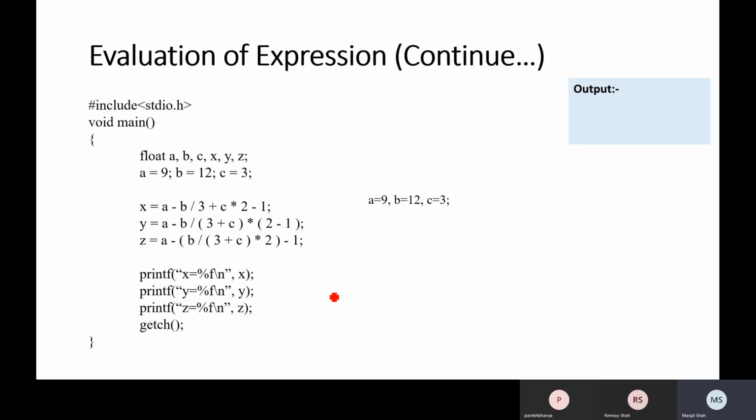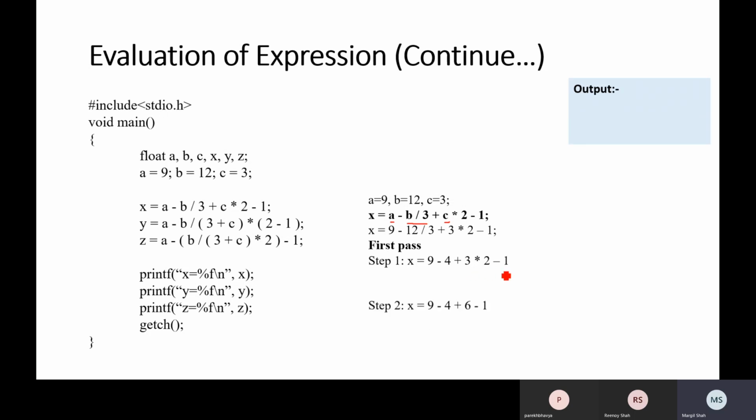Initially, what are the values of A, B and C? They are 9, 12 and 3. This is my expression: x is equal to A minus B divided by 3 plus C multiplied by 2 minus 1. First, this portion will be executed. We replace the values of A, B and C, so 9 minus 12 divided by 3 plus 3 into 2 minus 1. Now step 1, first pass: x is equal to 9 minus 4. Why 4? Because 12 divided by 3 is 4, plus this will remain the same.